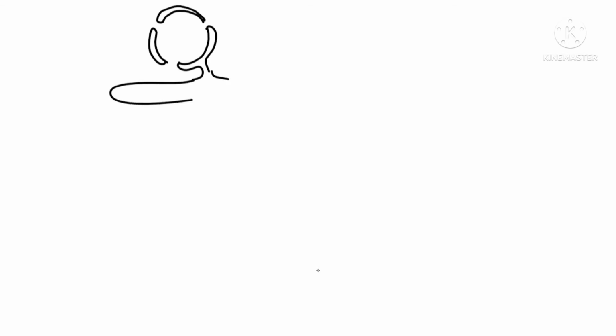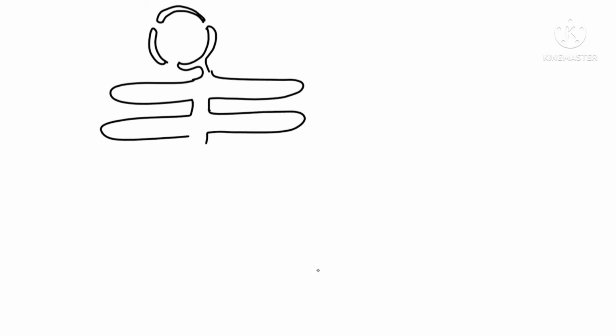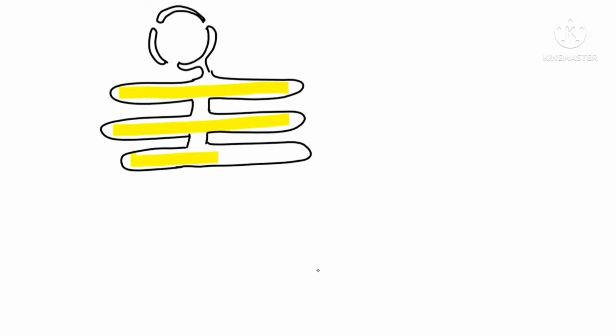This is your ER. This is your luminal compartment. And this is your extraluminal compartment. You know very well, any space bounded by the membrane is known as lumen. So this yellow color is your luminal compartment, and this is your extraluminal compartment.